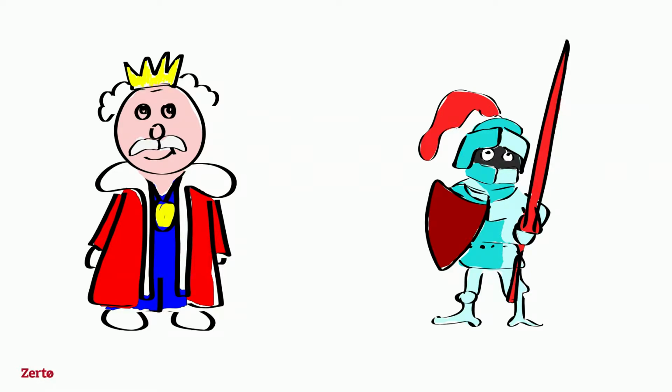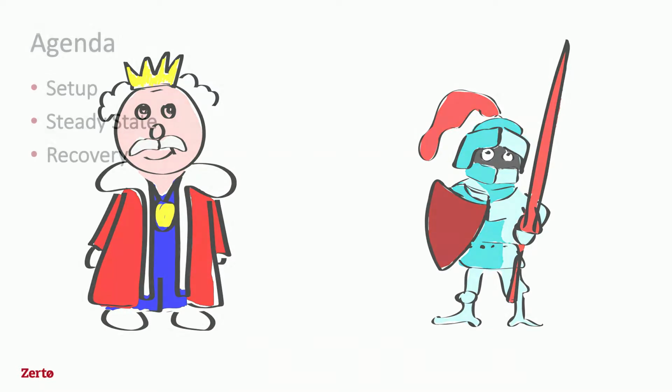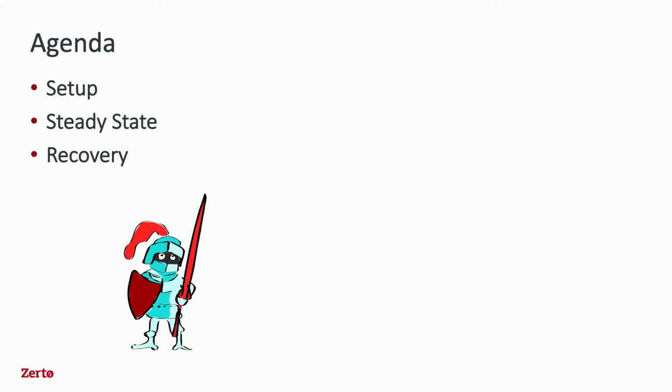All right. So let's see how it goes. I'll be going through things in a chronological order. I'll start with the setup phase, how we configure the environment, how we install stuff, how we configure a VPG. Then I'll be speaking about the sunny days, the everyday replication state, the steady state. And finally, I'll be getting to recovery.